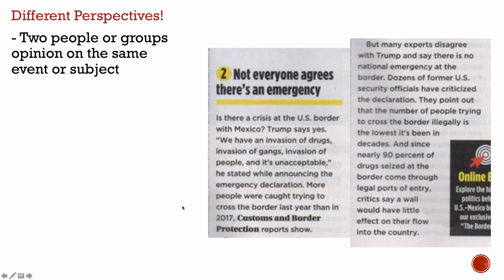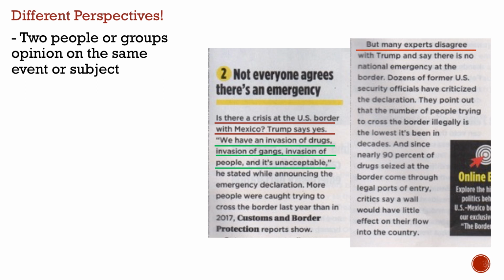So first of all, right here in the beginning, they are kind of introducing the topic. Is there a crisis at the U.S. border with Mexico? Trump says yes. Boom. I'm already in it. I know what we're going to be talking about. Next, they select a really good quote from President Trump that really precisely articulates, like it gives his opinion about the topic. He says, "We have an invasion of drugs, invasion of gangs, invasion of people, and it's unacceptable." Right? There's a really short and sweet quote for him. We have no doubt in our minds what President Trump is thinking here.